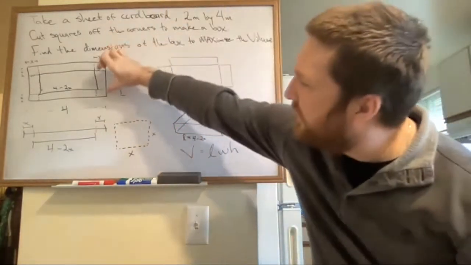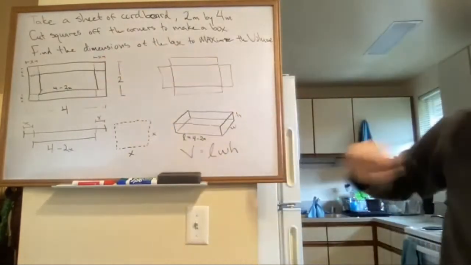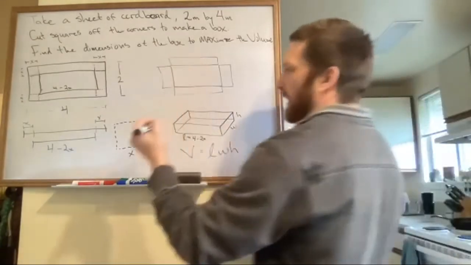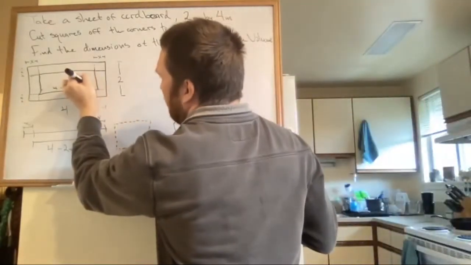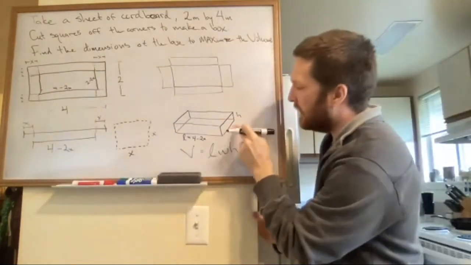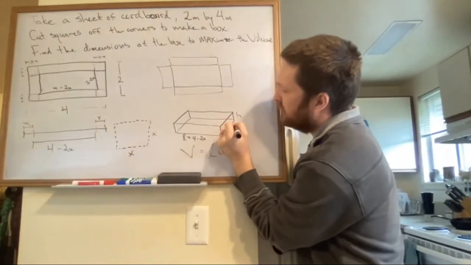Okay, now what about this guy, the width? How long is that? It's 2 minus 2x. So I'm going to go ahead and label it right here, 2 minus 2x. And I'm going to write it right here, W equals 2 minus 2x.